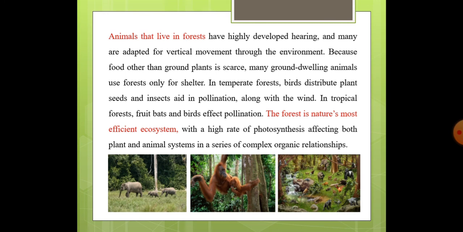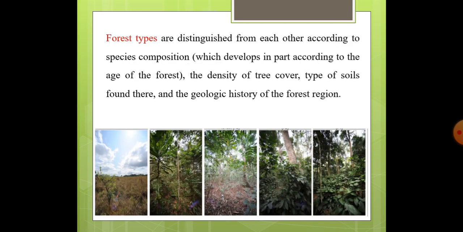So in this simple form you can see that the birds are eating the fruits and distributing the seeds here and there. Even the insects are helping in pollination. The fruit bats also throw the seeds here and there. So this all helps in the seed sowing and germination of new trees. So the forest is nature's most efficient ecosystem, with a high rate of photosynthesis affecting both plant and animal systems in a series of complex organic relationships.